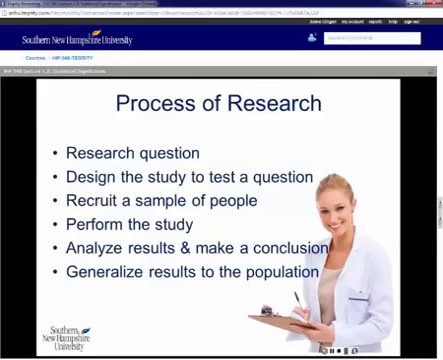So in other words, we find that a certain drug is effective in the treatment of a certain disease in a sample of people. And then we say, well, if it's true in the sample, it must also be true in the population, and we generalize those results to the population.